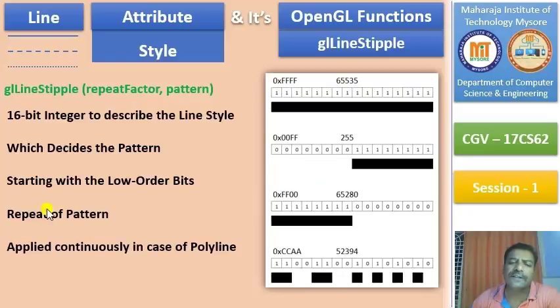And so if it is a polyline, in the case of GL_LINE_STRIP or GL_LINE_LOOP, the pattern will continue. It is not going to break the flow of the pattern between the two line segments. If it is not a polyline, then there is going to be a break between the line segments. But in this case, the line segments are going to have the continuous application of this pattern with the polyline.